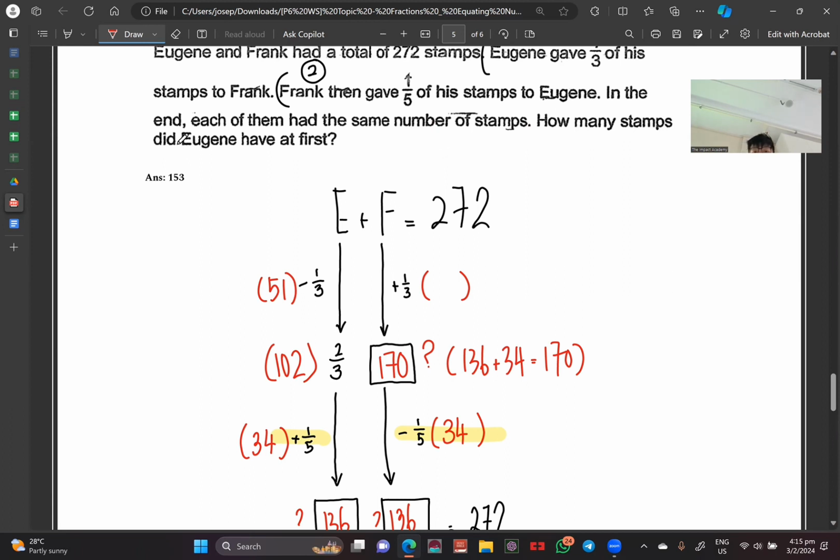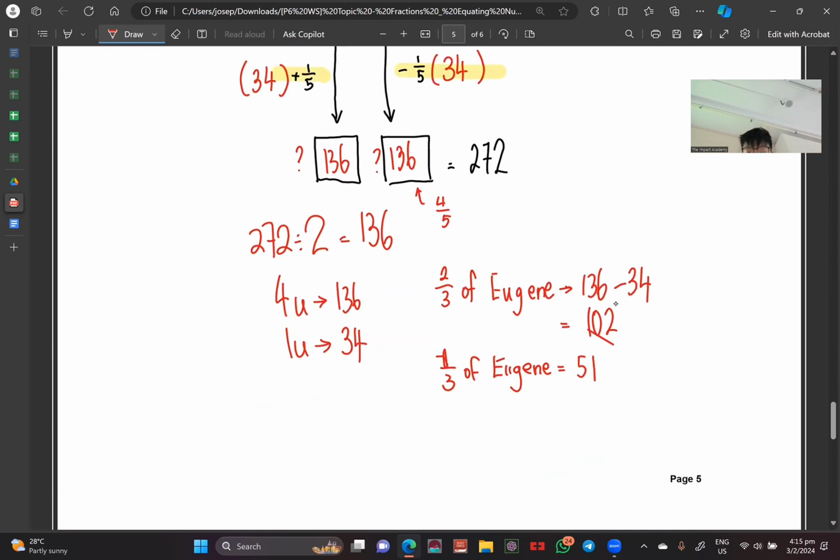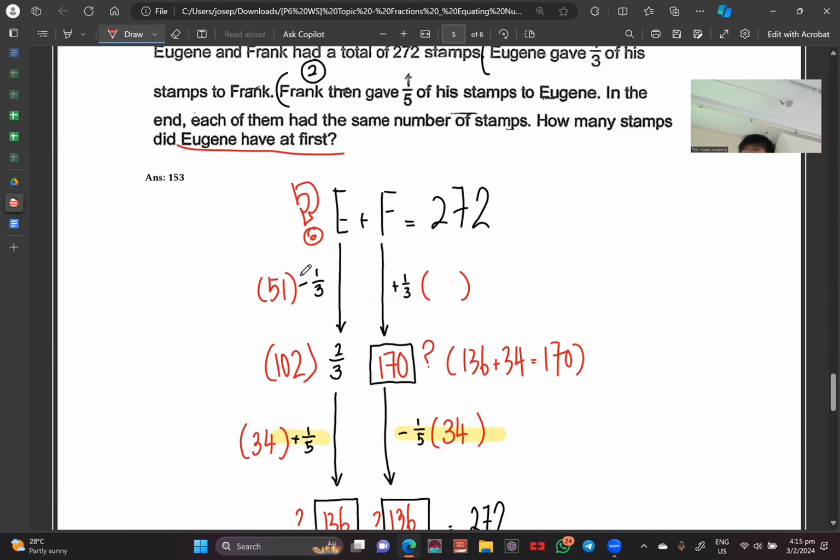Now, the question says I want you to find Eugene at first. This question mark is where I want to get to. So I'm just going to put Eugene at first. You can either find 3/3, so you just do 51 times 3, which is equal to 153. Am I making sense? Alternatively, you can also do 102 plus 51. It's the same thing. Okay, so that's how you do a question like this.